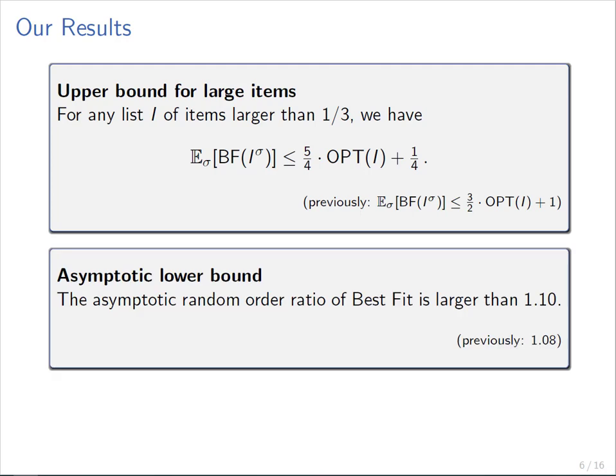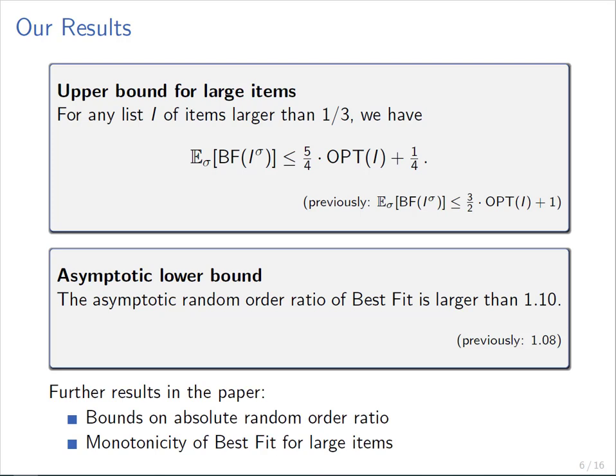Our second main result is an improved lower bound for the asymptotic random order ratio. We show that this term is larger than 1.1, and by this we improve upon the 1.08, which was previously the best known lower bound for the problem. In the remaining time, I will talk about these two main results.